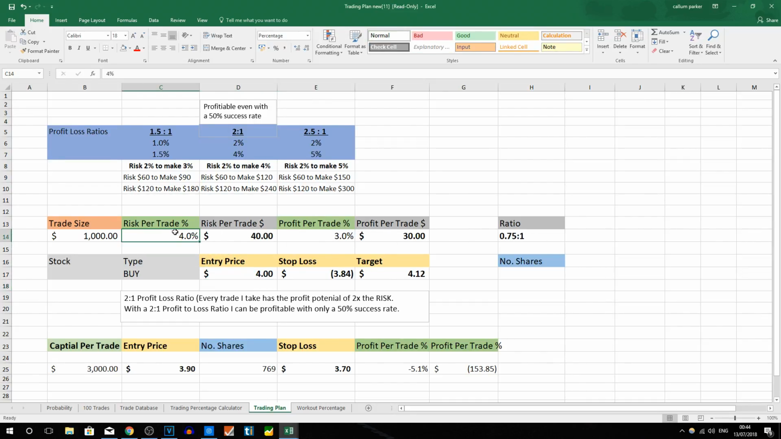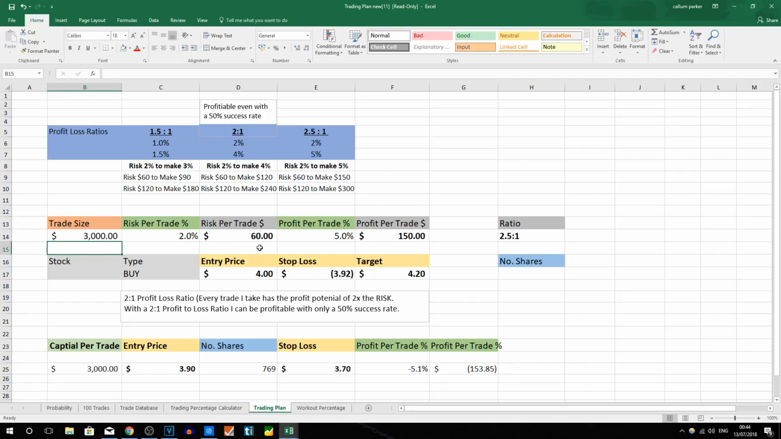Your profit loss ratio here, if we're going for a 2.5 to 1, let's say I'm going to risk 2%. So if I go equals 2% and I'm going to equals 5%, basically I'm risking $20 to make 50, and then my ratio is 2.5 to 1. Obviously this can increase. For example, if you change this to 3,000, then you are now risking $60 to make 150, which is quite a reasonable trade.